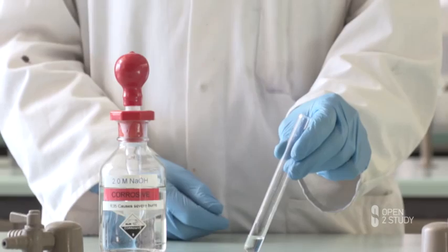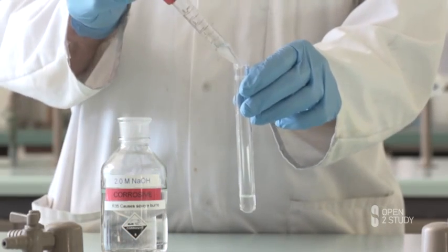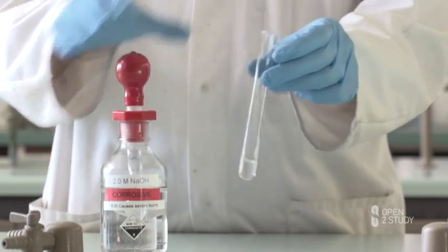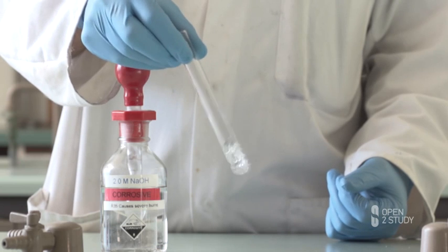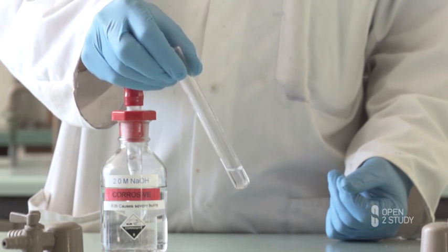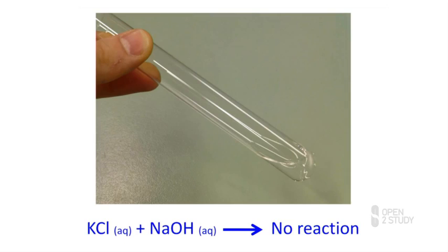If we then go into the lab and try this for ourselves, you can see that I've got my potassium chloride solution in the test tube. We're adding a few drops of sodium hydroxide to that. And as we do, you can see that there's no real change in that test tube. There is no reaction taking place. All of the ions are remaining soluble in there together, just like we expected they would. So you can see from our time in the lab that when you mix potassium chloride with sodium hydroxide, there is no reaction between the two.